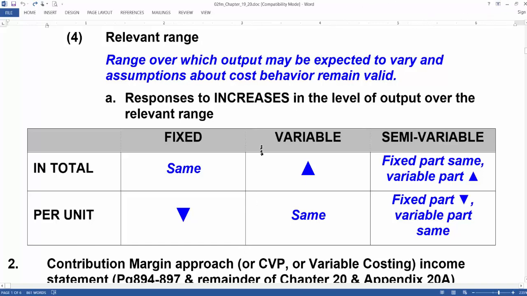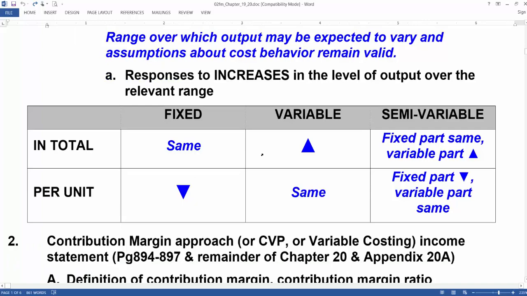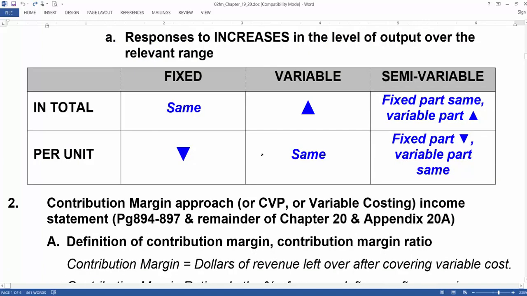Now, we're going to use the contribution margin approach, or CVP, cost volume profit, or variable costing approach income statement to do a lot of our work. You can find these in chapter 20 and in the appendix to chapter 20.